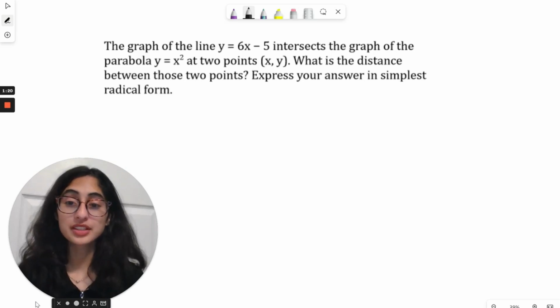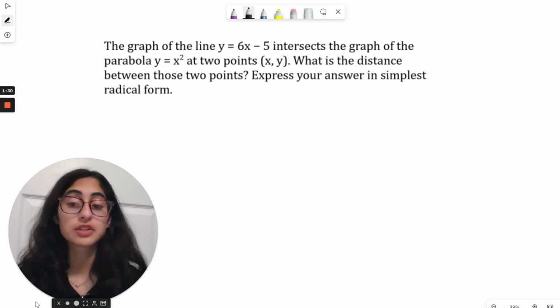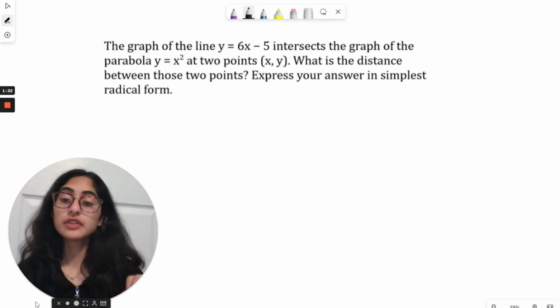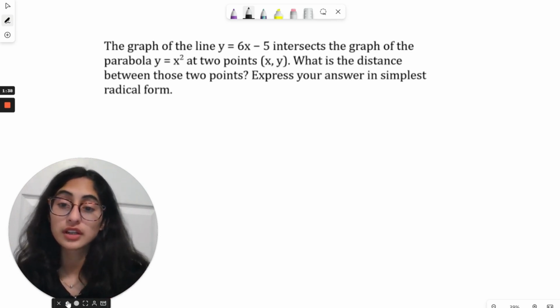Alright, so this question says the graph of the line y equals 6x minus 5 intersects the graph of the parabola y equals x squared at 2 points. So it's asking for the distance between those 2 points, and we need to express our answer in simplest radical form. Whenever I see this system, these intersections, the first thing I want to do is graph this to see what it looks like.